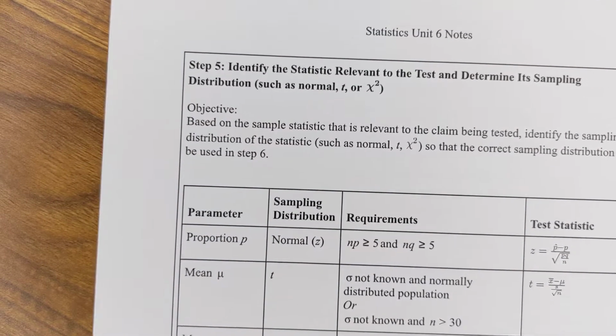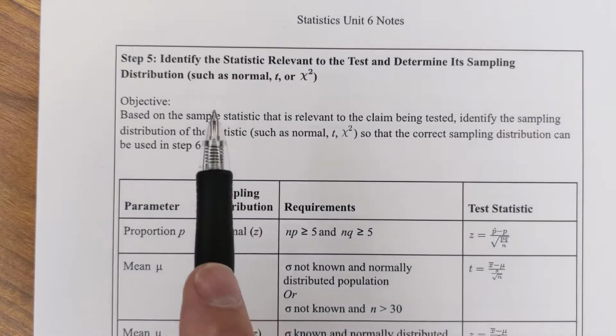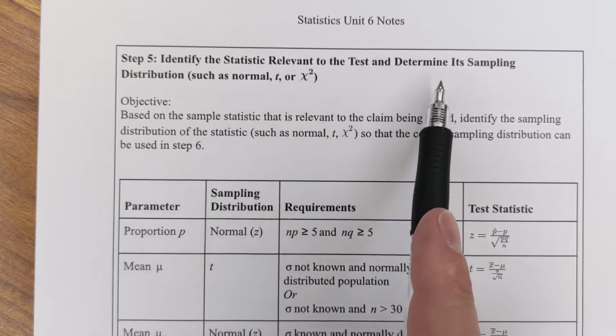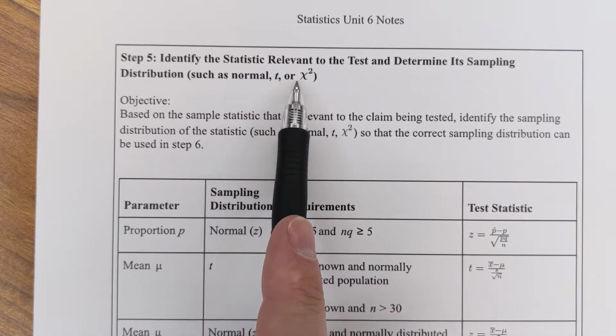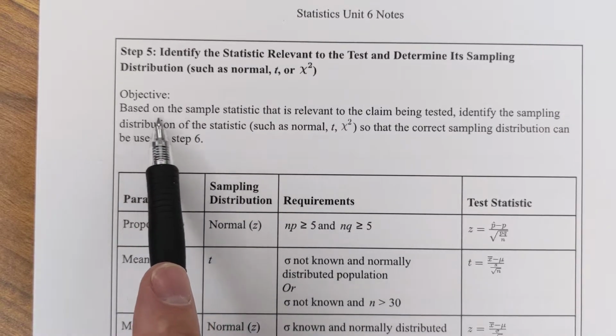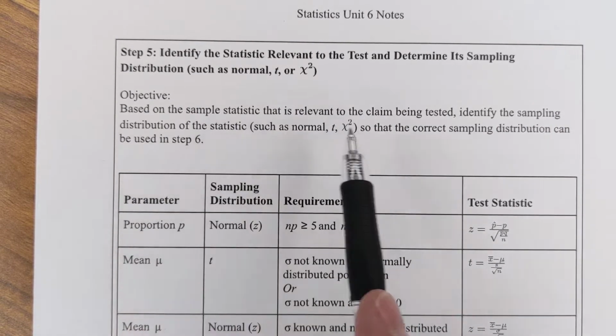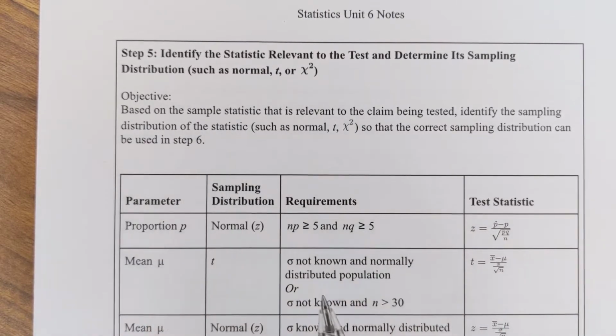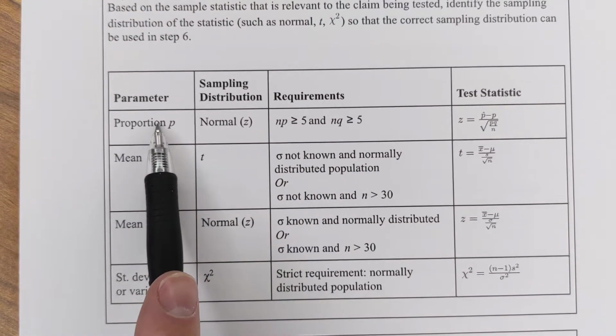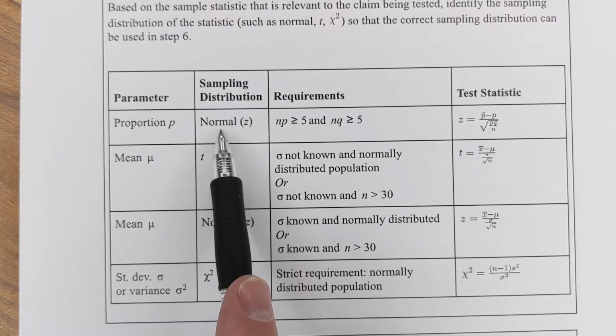All righty, so step 5. Identify the statistic relevant to the test and determine its sampling distribution. So it says normal, t, or chi-squared. So based on the sample statistic that is relevant to the claim being tested, identify the sampling distribution so that the correct sampling distribution can be used. So if we are testing the proportion, p, we're going to use a normal distribution.